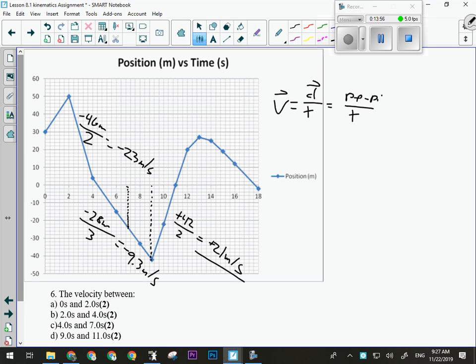And guys, this is exactly the kind of thing I would ask you to do on a quiz or a test. Here's a graph, read it, interpret it. There could be a question that says, what is the object doing between 4 and 9 seconds? And it would be traveling backwards at a constant velocity, things like that. Those are the types of things you can expect.